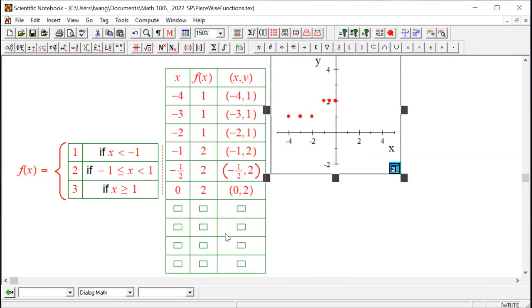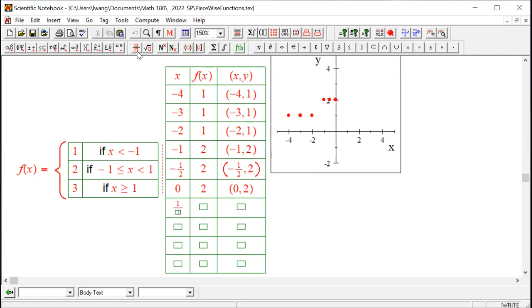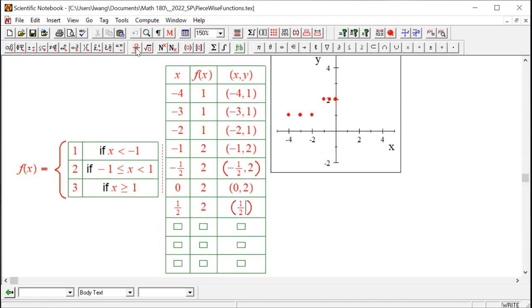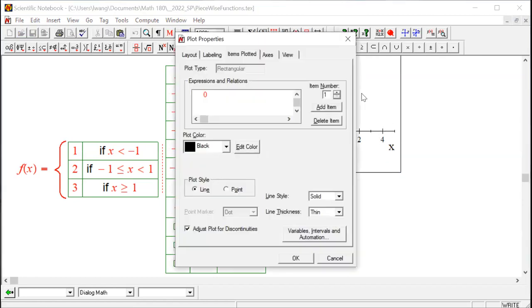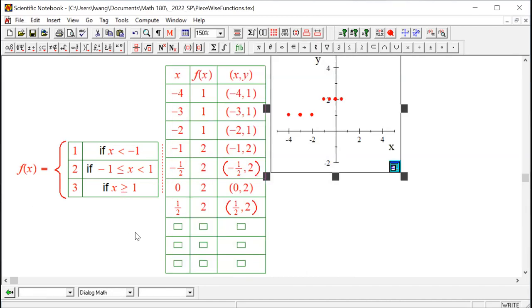Okay. Now, what if I choose 0.5, half? Choose a positive half. What will be the output? Well, positive half satisfies that condition. And therefore, the output is going to be 2. So we get another point, which is 0.5, 2, right? So input, output. So you can see we get another point.